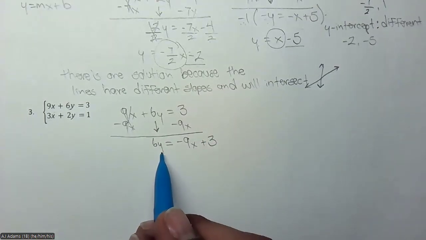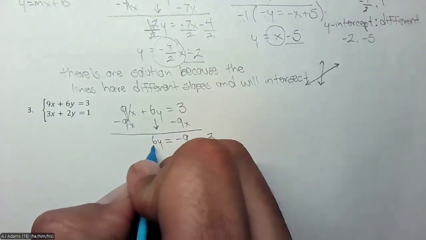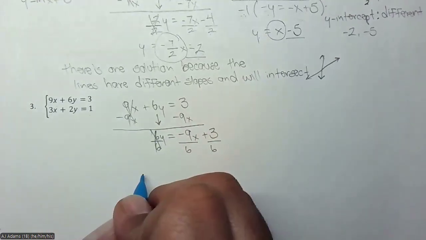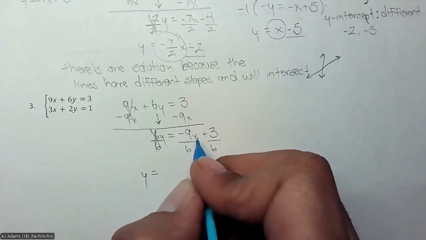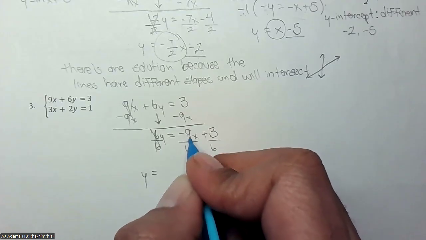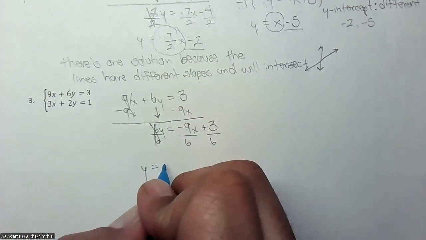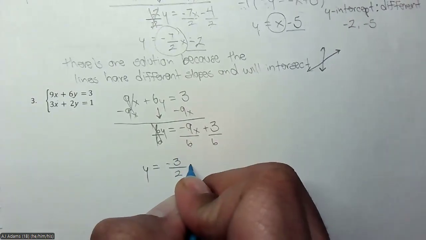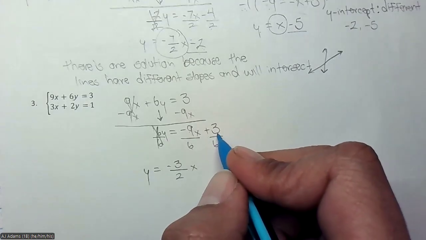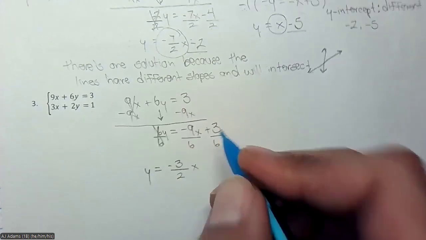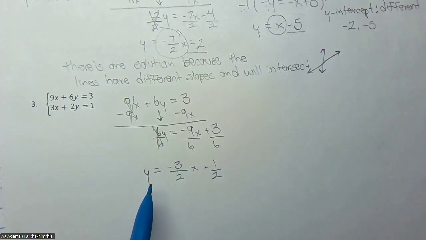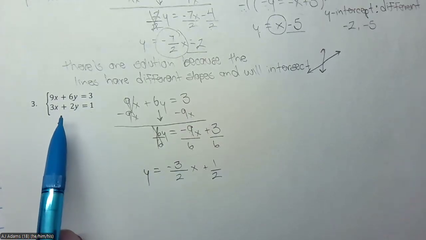This equation is not in slope-intercept form because we need to divide by 6 across the entire equation. The 6's cancel out. Bring down the y. Y equals, if we factor out a 3 from the numerator and the denominator, which means that we divide out a 3 from both, we get negative 3 over 2x. And same thing, if we factor out a 3 from the numerator and the denominator here, we get 1 over 2. So now we have the first equation in slope-intercept form. We'll move on to the second equation.